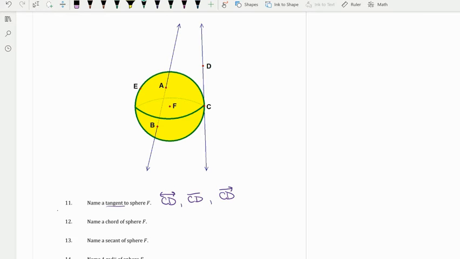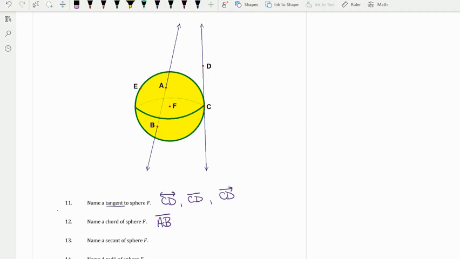Naming a chord of sphere F. So a chord, remember, means that our two points are on the circle, or in this case, the two points are on the sphere. We have lots of options. One could be AB, right? A here is a point on the sphere, B is on the sphere, and that segment is dotted because it's actually going through the inside of the sphere. We can't really see it on the inside, but that counts as a chord.